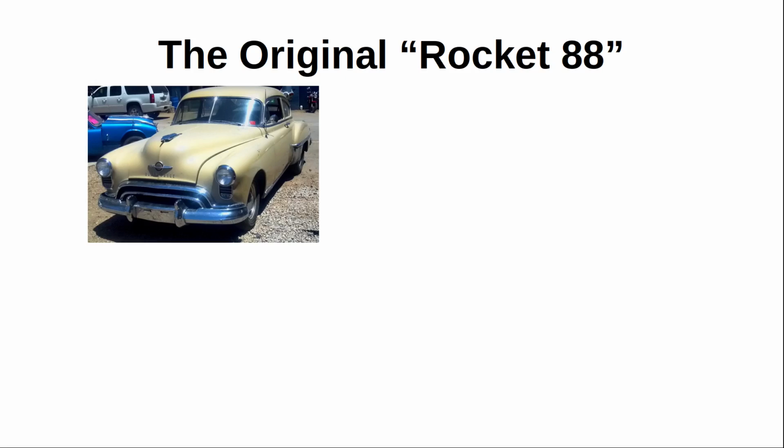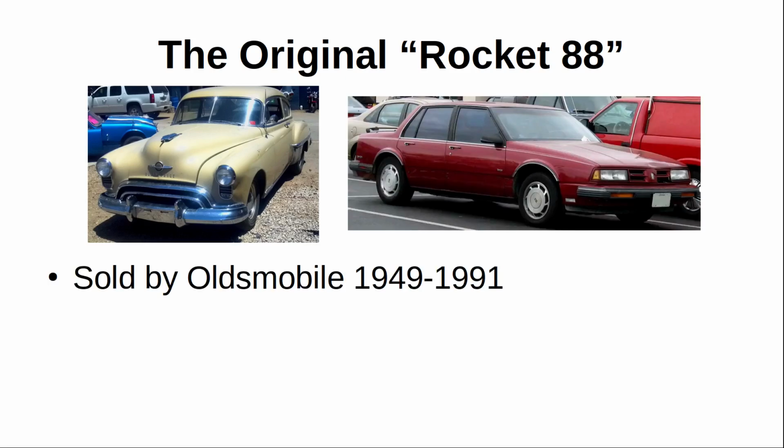Oldsmobile was never the most popular brand under GM, and of course it doesn't exist anymore, but they kept making the 88 with that Rocket V8 engine all the way up until 1991. So you see a '49 Rocket 88 and a '91 Rocket 88. It was never like the big seller.